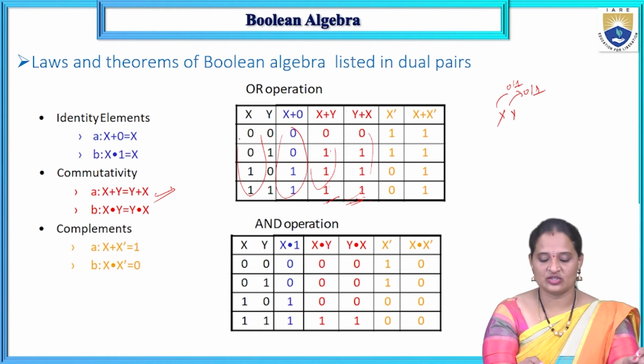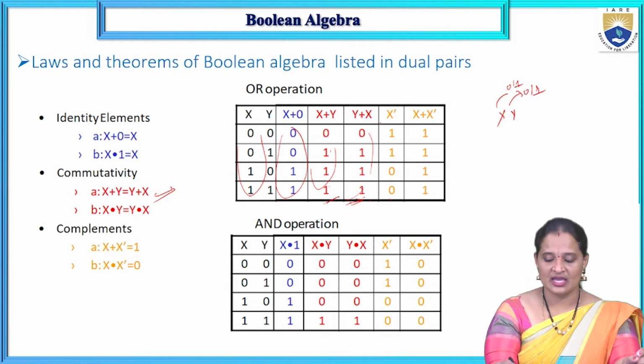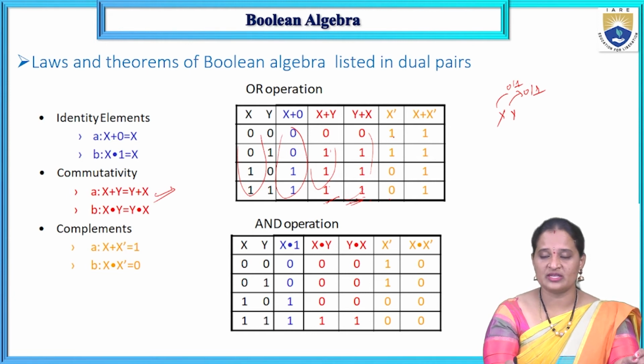X complement: x is 0, complement is 1. Again 0, 1, 1, 0, 1, 0. So this is x complement. Now x plus x complement, I am adding these two: 0 plus 1 is 1, 0 plus 1 is 1, 1 plus 0 is 1, 1 plus 0 is 1. That means for all the combinations, the output is equal to 1, and hence I can write x plus x complement is equal to 1.